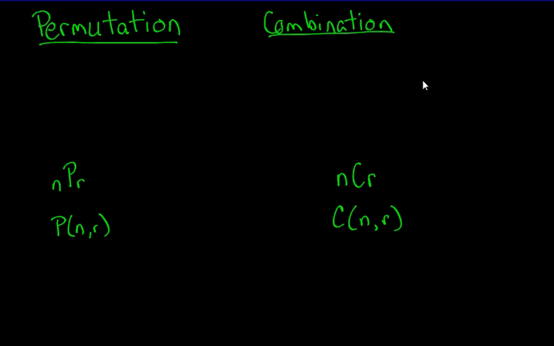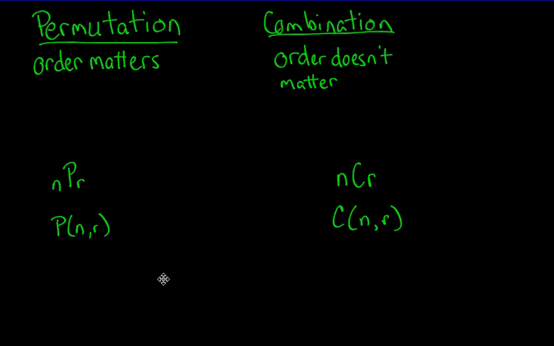Hello. In this video, I want to talk about permutations and combinations and the concepts behind them. So first, let's define them. A combination in math just talks about how many different combinations you can make, and in a combination, the order does not matter. Permutations are just like combinations, except in permutations, the order matters.